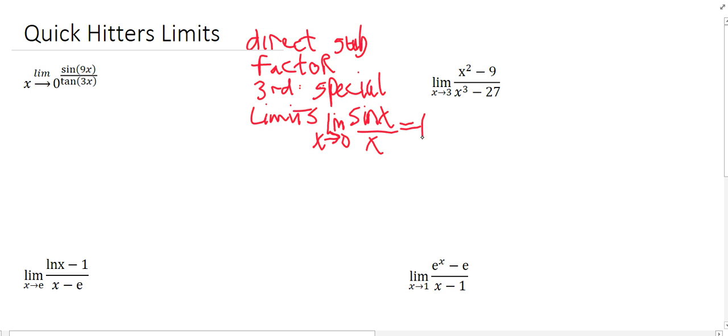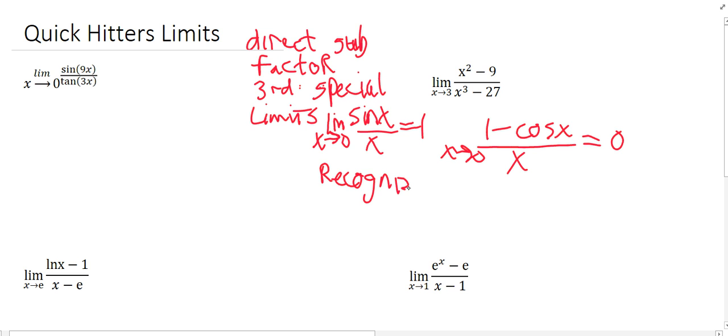that's equal to 1. Also, we have one for cosine, and 1 minus cosine of x over x, limit as x approaches 0 is 0. And then the third thing that I'd say to look out for is being able to recognize when they're really asking you to find the derivative.